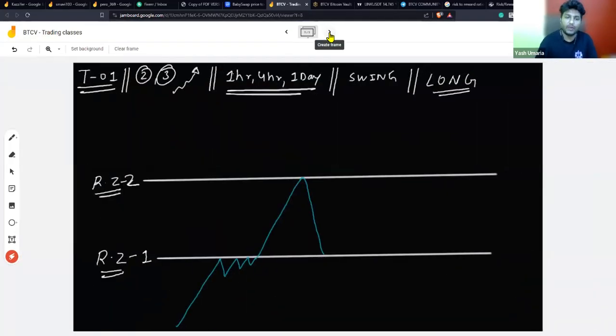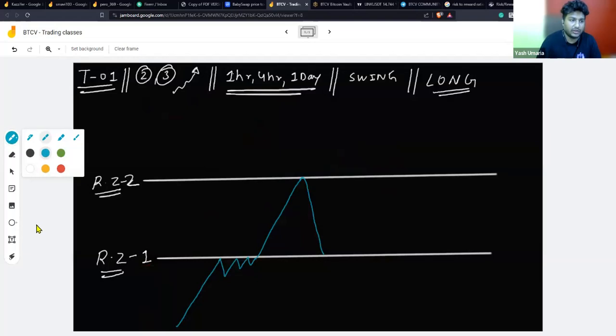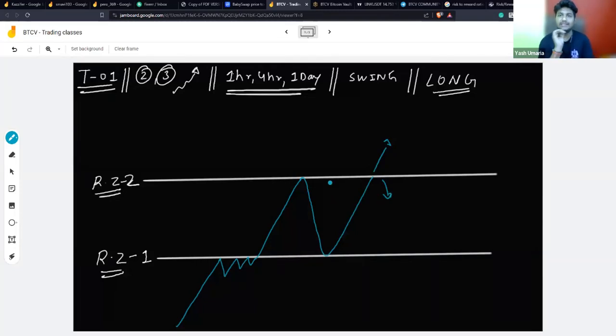Okay, so now what I want is I want this area or this zone to act as a support. Okay, and of course it will act as a support, and then the market will move in the upward direction, up to R2, resistance 2. Now from here, two things can happen. The market can move up or the market can move down, correct? But as a trader, we don't care about it, to be honest. We only care about this.